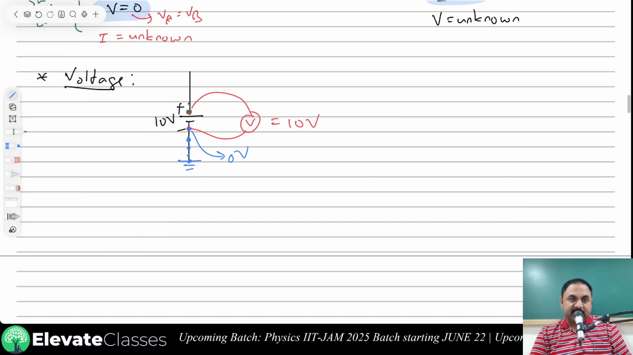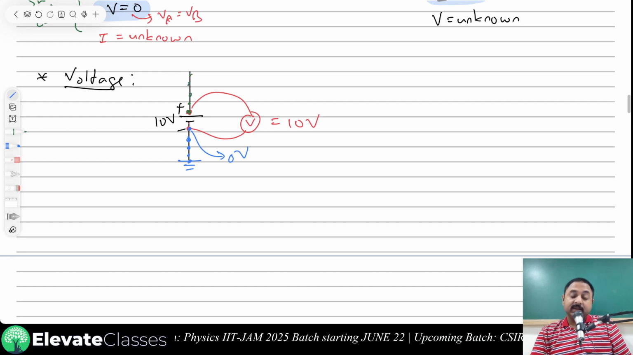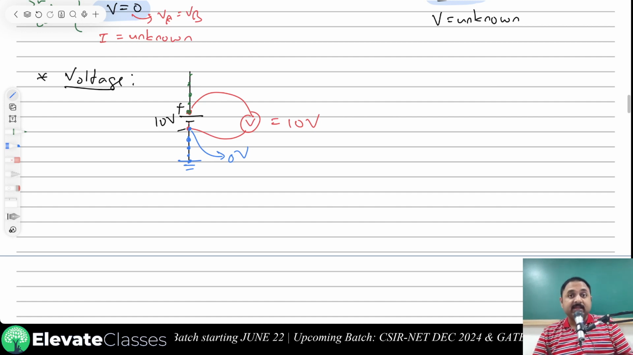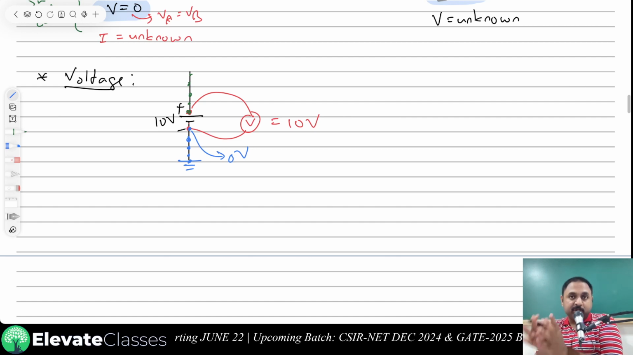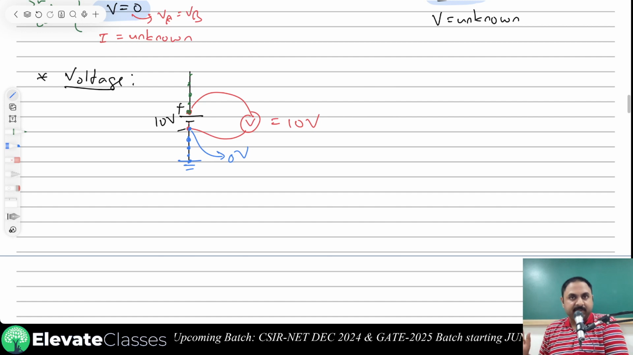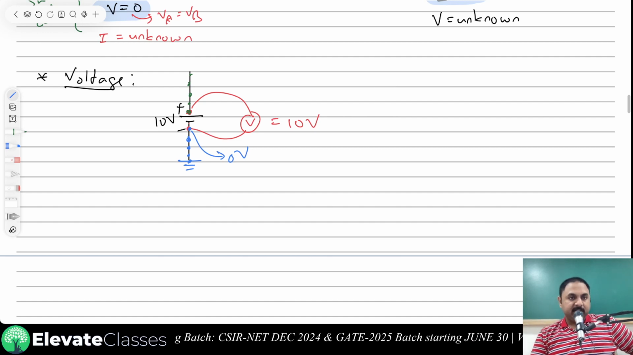This is at 10 volts. Okay. This is a very, very crucial thing. So every single voltage in the world will be measured with respect to ground unless stated otherwise. Unless the problem tells you that this point is at this potential, this point is at this potential, that is a different matter. Otherwise, let's take another example.